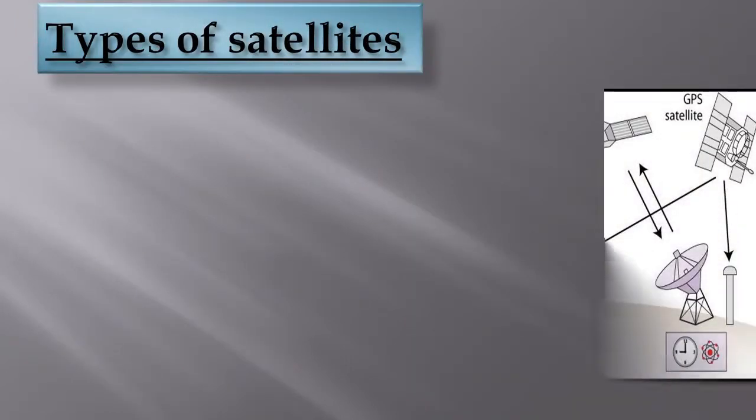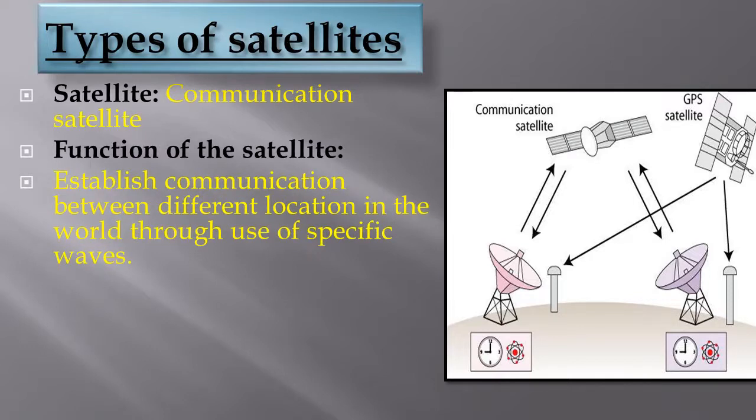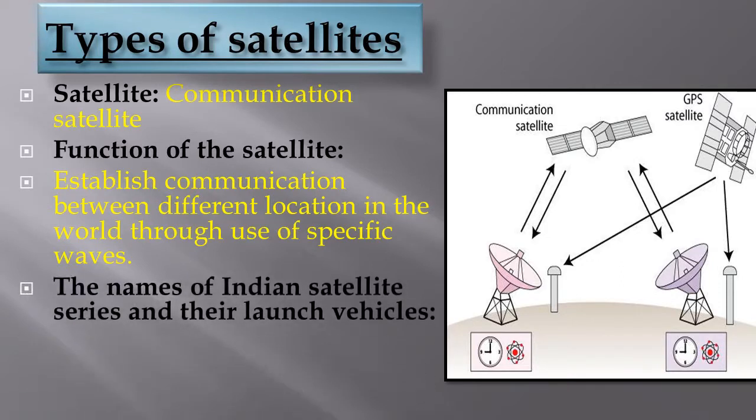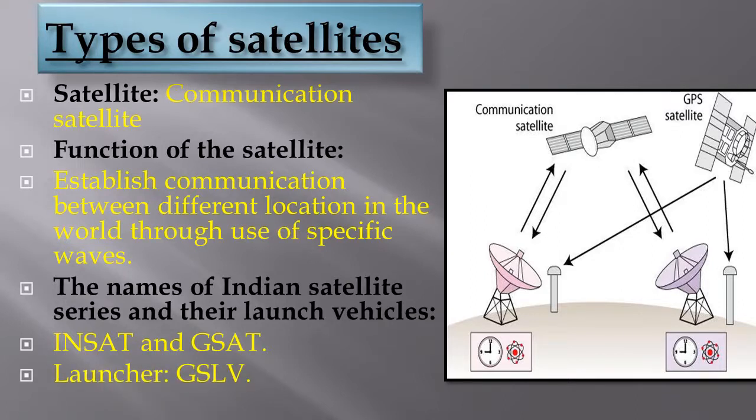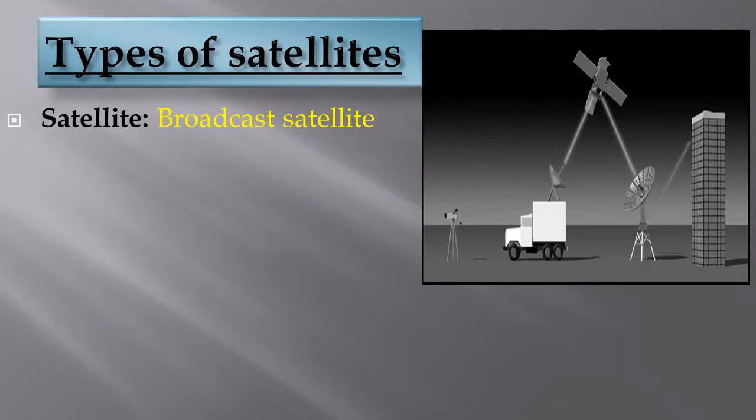Now the next type of satellite is the communication satellite, and the function of a communication satellite is to establish communication between different locations in the world through the use of specific waves. You can observe the diagrams alongside. The Indian satellite series and launch vehicle are the same here also. It is INSAT and GSAT, that is Indian National Satellite and Geosynchronous Satellite, and the launcher is GSLV, that is Geosynchronous Satellite Launch Vehicle.